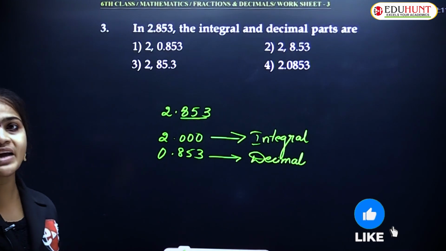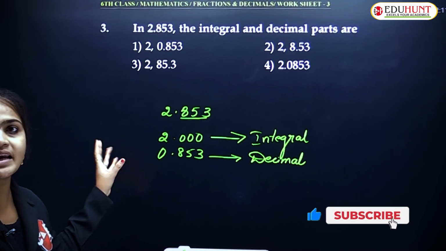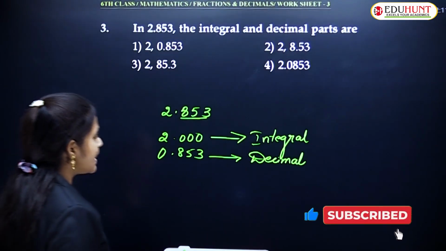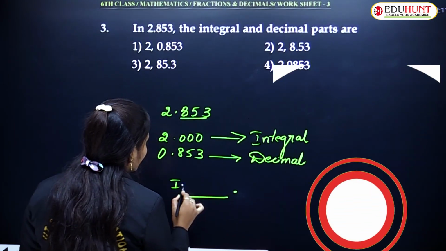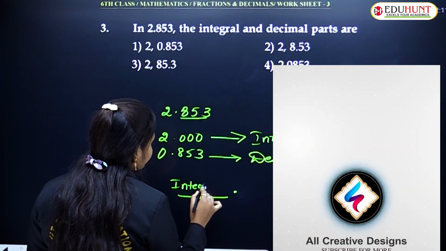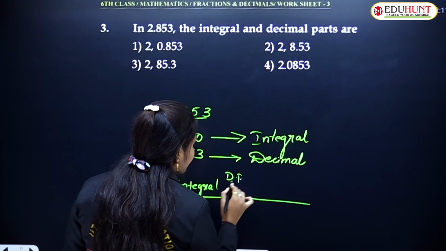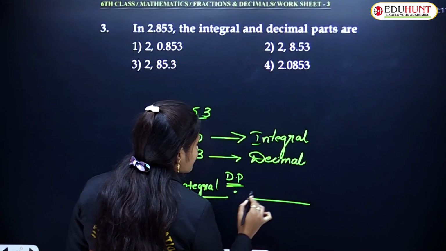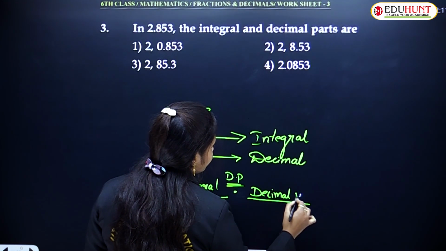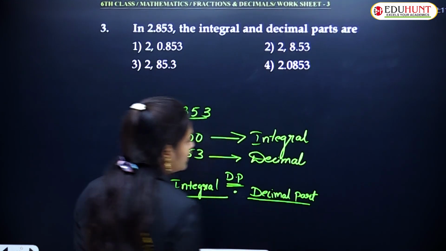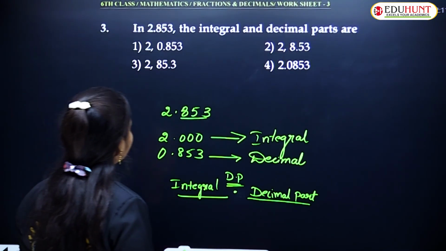In decimal numbers we have 2 parts. What are those? The left side of the decimal point is called the integral part, and the right side of the decimal point is called the decimal part, and along with the decimal part you have to take 0 point. Understand? So which options are correct here?